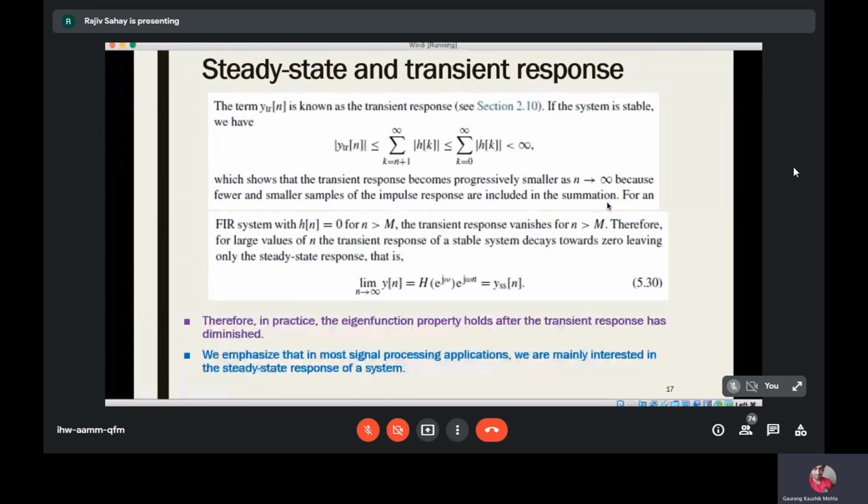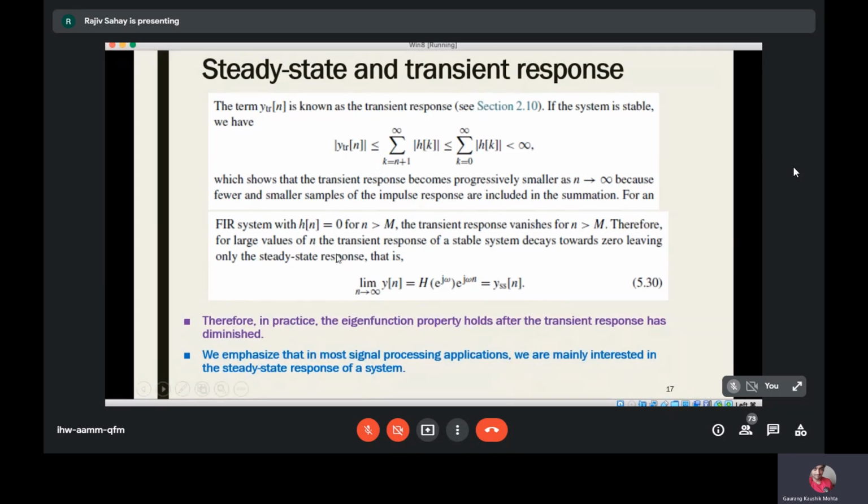For example, an FIR system with h of n equal to 0 for n greater than m. This is an FIR system, so it has m taps, so m coefficients. If you assume that it is a causal system, then it is 0 for n negative, and it is finite only for n greater than 0, and again it decays down to 0 for n greater than m. So it is only finite for a finite duration, and therefore you have an FIR system, and its transient response will vanish for n greater than m. So you will be left with only the steady state response.